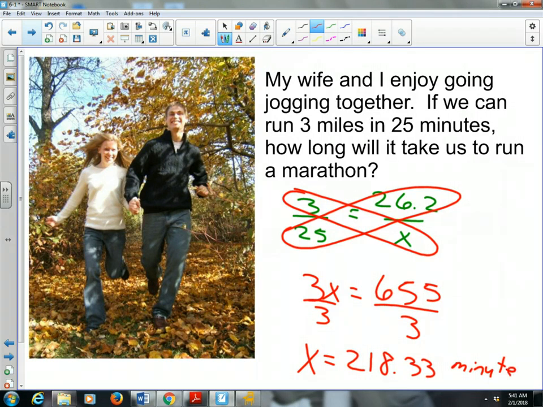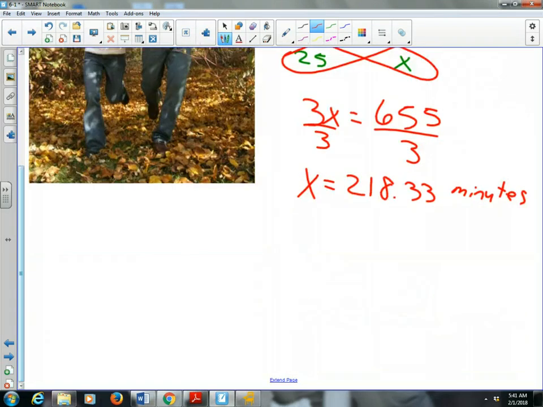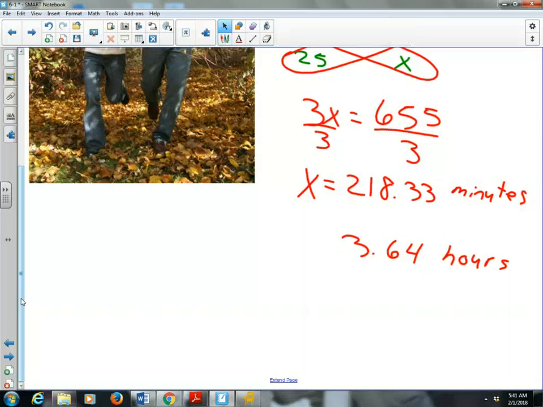Oofta! If I divided that by 60, I'm just going to do that in my calculator quick. If I divide that by 60, because there's 60 minutes in an hour, it would take me about 3.64 hours. Okay, no thank you. I don't think I want to run for 3.64 hours, over 3.5 hours of running. And that's if I keep up my pace, which I'd probably inevitably slow down. I think I will stick to just running 3 miles instead of 26.2. Let me know if you have any questions on this lesson when you get to class tomorrow, everybody.